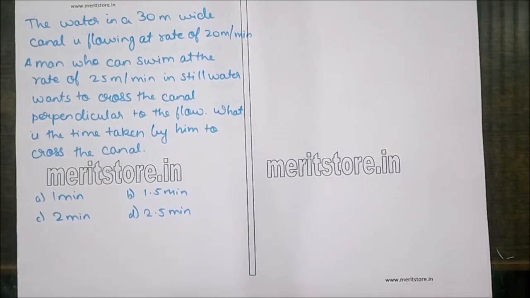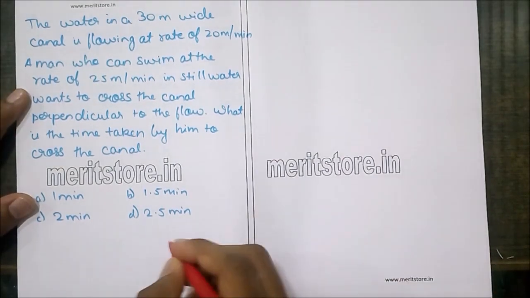The water in a 30-meter wide canal is flowing at a rate of 20 meters per minute. A man who can swim at the rate of 25 meters per minute in still water wants to cross the canal perpendicular to the flow. What is the time taken by him to cross the canal? The options given are 1 minute, 1.5 minutes, 2 minutes, and 2.5 minutes.